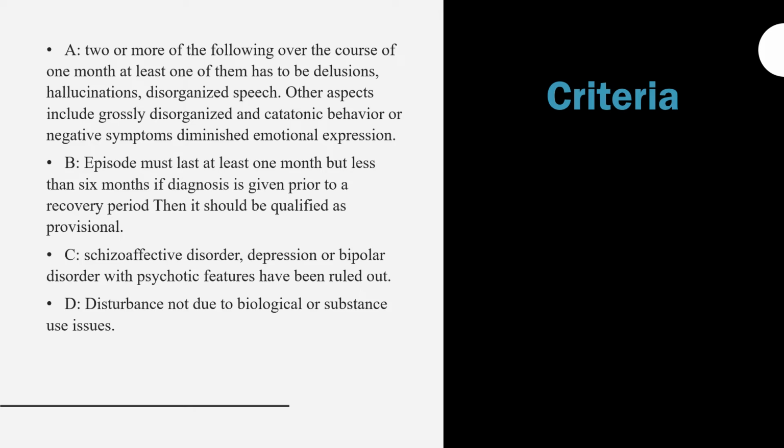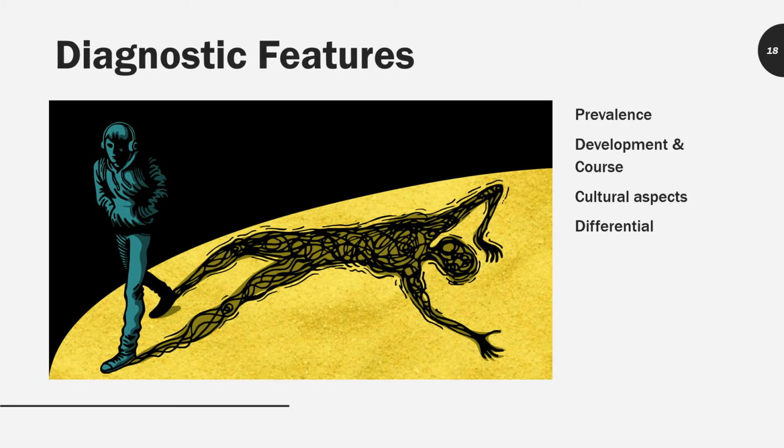All right, so in category C, the psychiatrist has ruled out the schizoaffective possibility, depression, or bipolar disorder with psychotic features, because as you remember, in category A we have to have two or more of those positive and negative features. Also in category D, as you see in all of these, you want to rule out a biological or substance use related issue that leads to or contributes to the problem. All right, now the diagnostic features of schizophreniform, kind of unique.